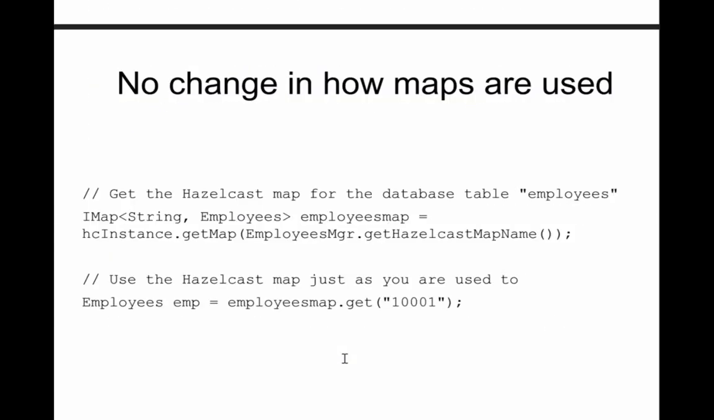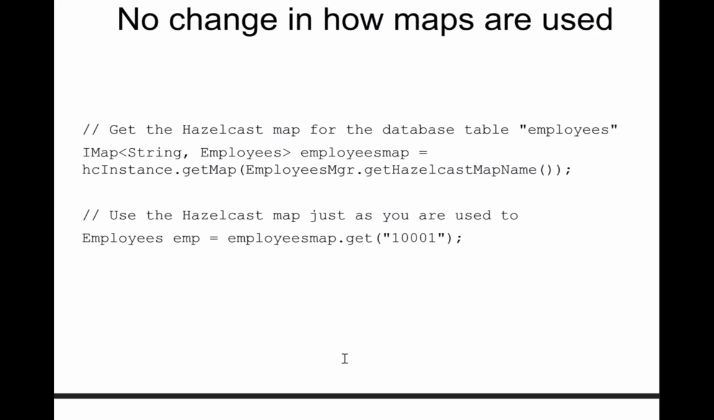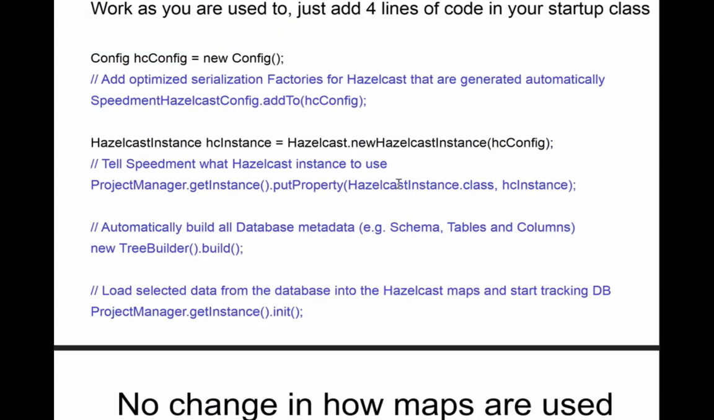And in your application, there's absolutely no change of how you use your maps. So you use them as you are used to do. You get the map and you just get from the map. And it's updated in the background all the time. So you don't need to change anything in your applications. It's just the 4 lines here in your startup code.